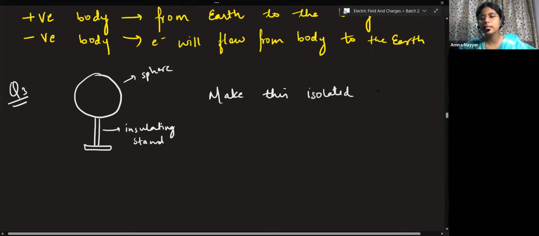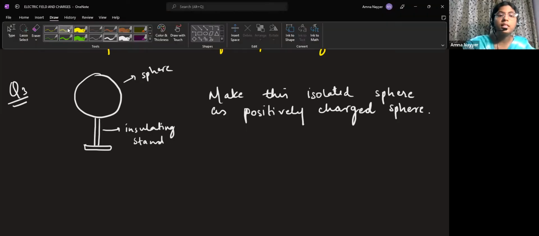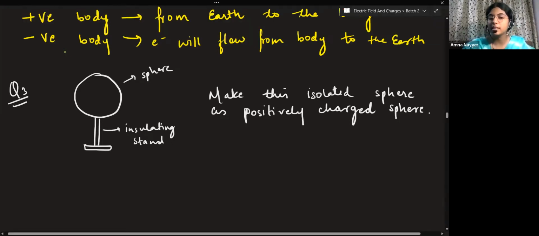isolated sphere as positively charged. This is the question. Make this sphere a positively charged sphere. Now, using the method of induction, we can make this body positively charged.